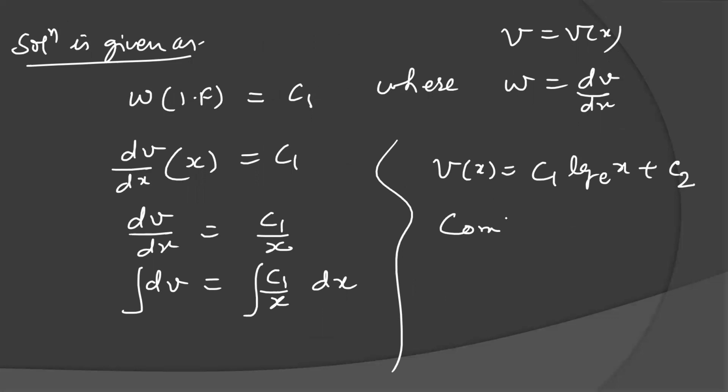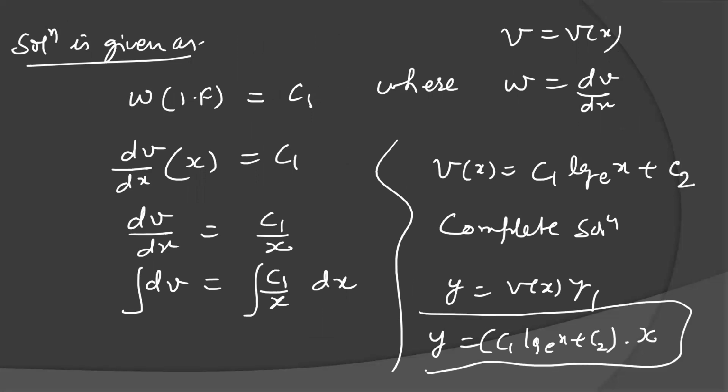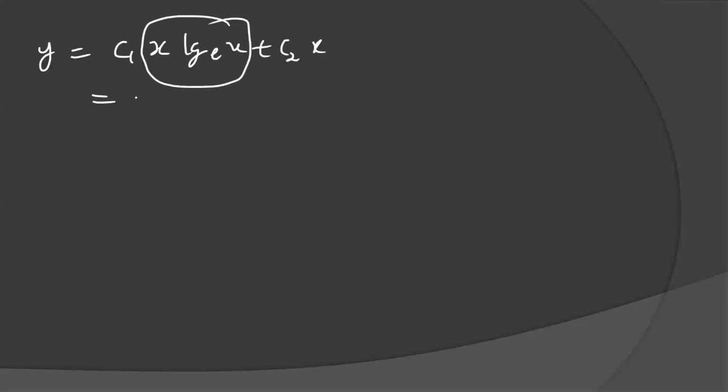So the complete solution will be y is equal to v(x) into y1. So v(x) is c1 log x plus c2 into y1, which is x. So this is your complete solution. If someone asks what the two linearly independent solutions are, then you can tell him c1 x log x plus c2 x. So if you compare, this is your first LI solution and this is your second LI solution. So y1 and y2 are the two LI solutions for the homogeneous part here.